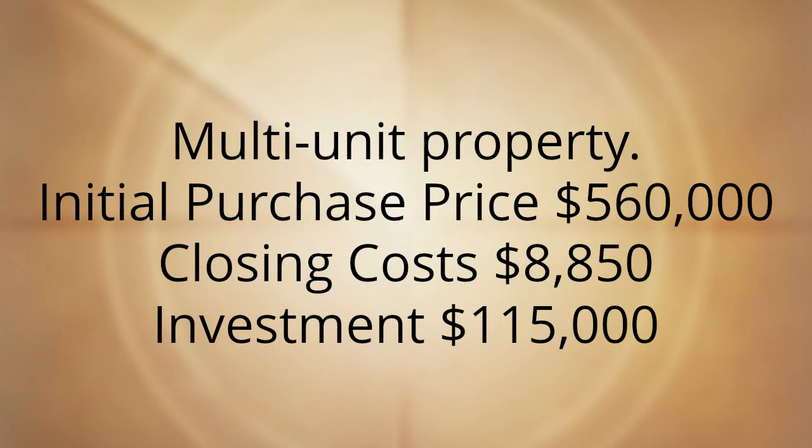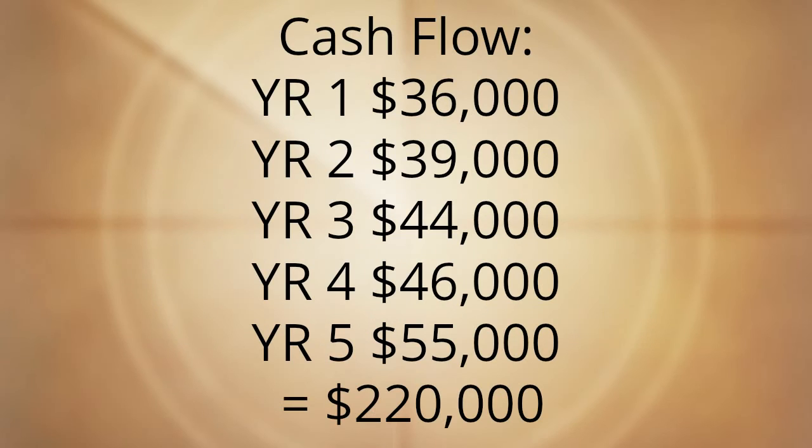Let's say you purchased a multi-unit property. The initial purchase price was $560,000. Closing cost at purchase was $8,850. You put $115,000 into the investment. So cash flow each year: year one, 36,000; year two, 39,000; year three, 44,000; year four, 46,000; and year five, 55,000. So total cash flow was 220,000.